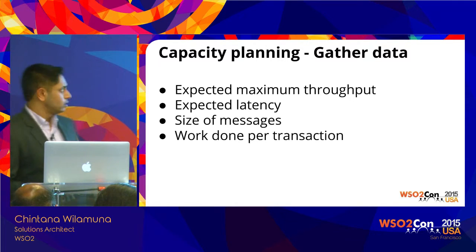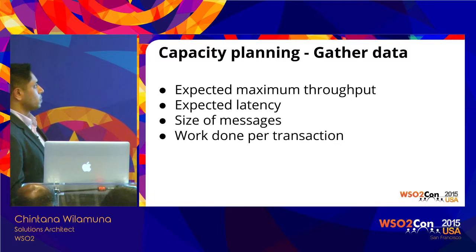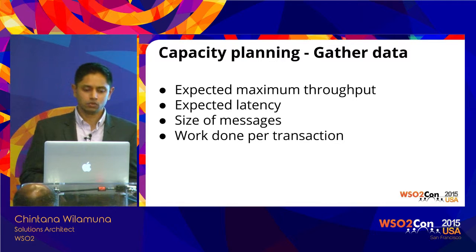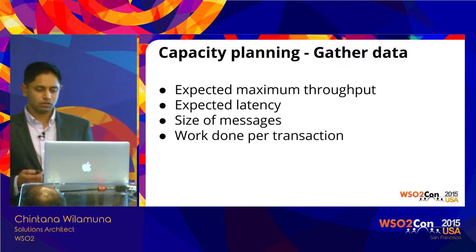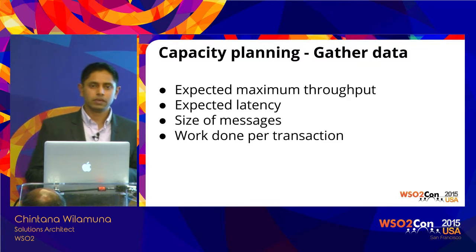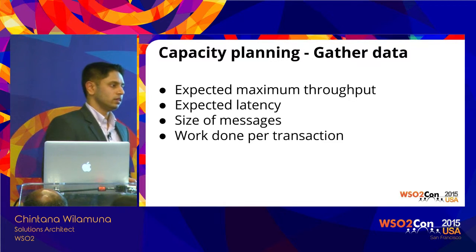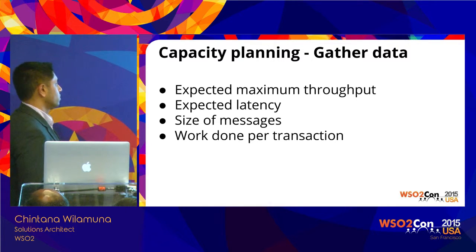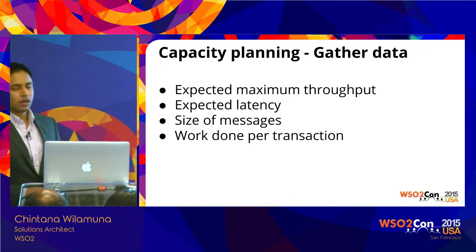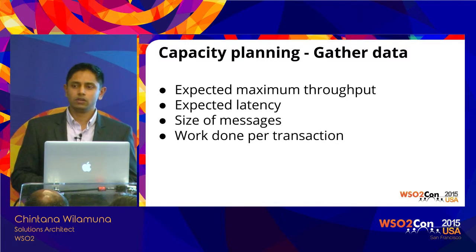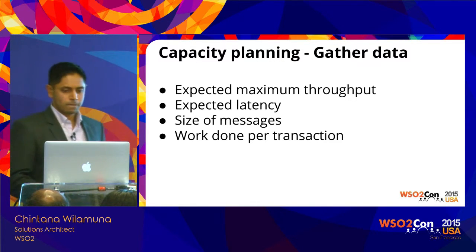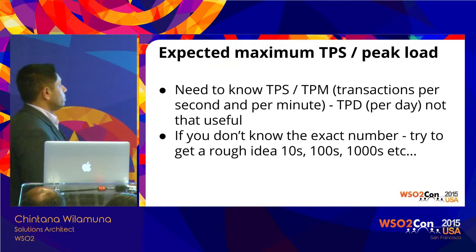This is a metric that we put high weight on: expected maximum throughput and expected latency. Those two are very important. Also the size of the messages that your deployment is handling, and the work done per transaction. When we say work done, it can be how CPU consuming or memory consuming that application is. And you also need to know the maximum transactions per second or transactions per minute.